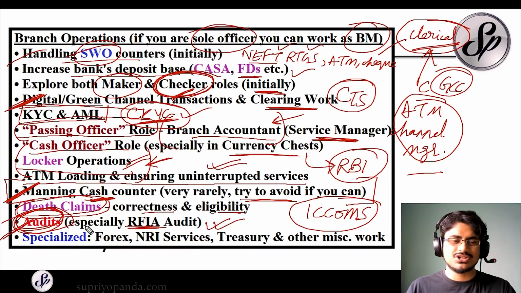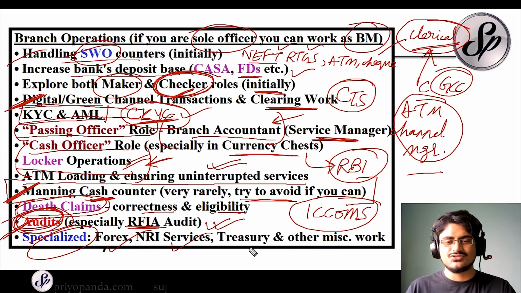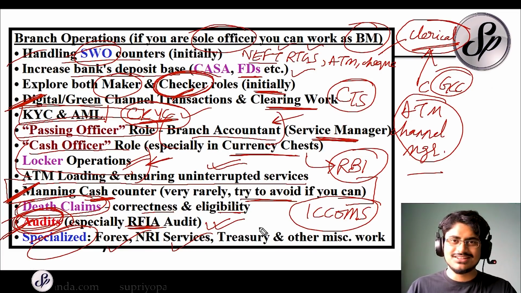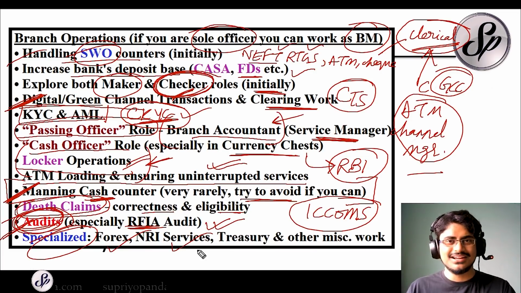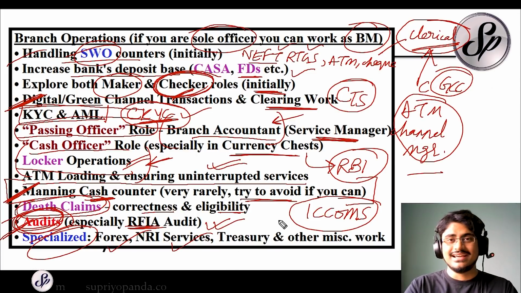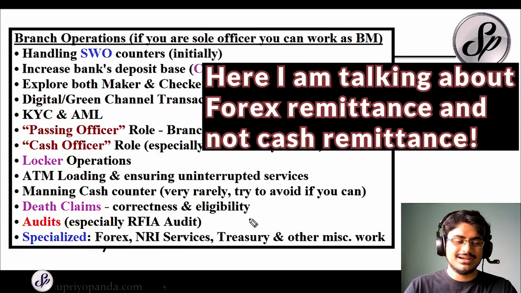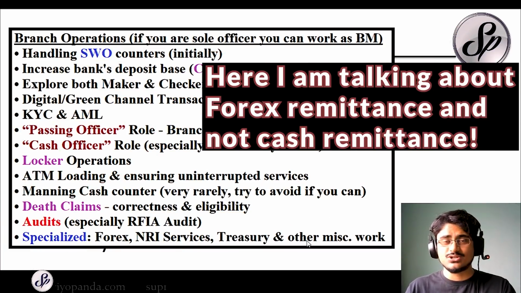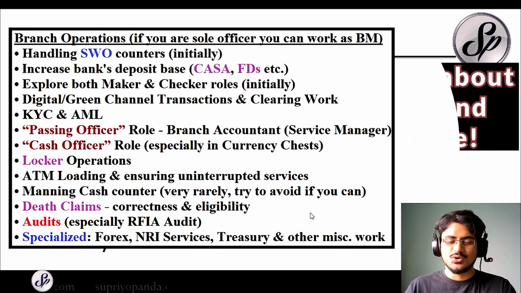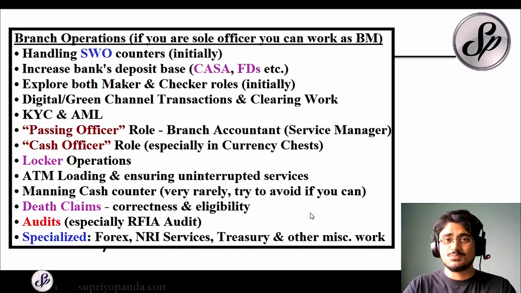The next thing is the specialized work. Specialized work is about forex, NRI services, treasury, and other miscellaneous work. Not all branches have these, so if your branch has that, I would suggest you go and learn it. Especially all the remittance work, all kinds of forex work that happens in your branches, and different kinds of software that is used, like Mercury or FX Out. They are quite interesting. Whenever you get a chance to work in forex or these kinds of specialized activities, don't decline, and you're going to learn so much.